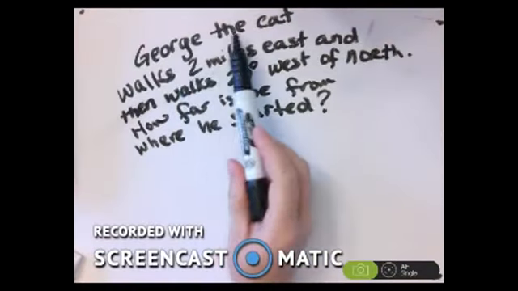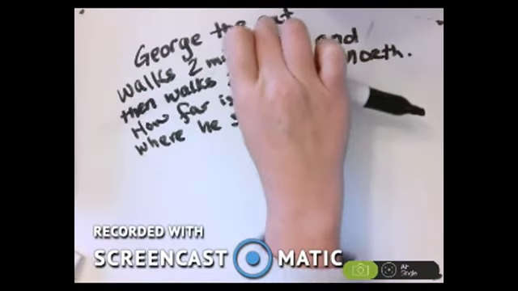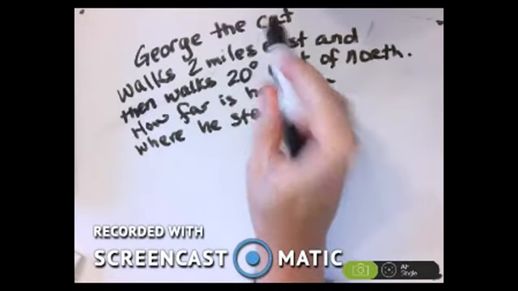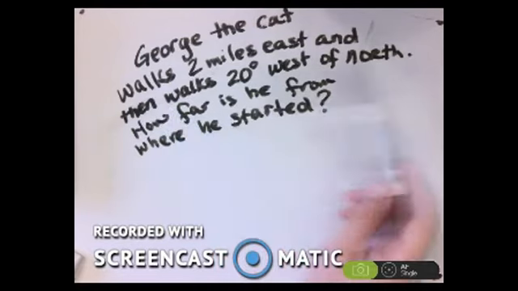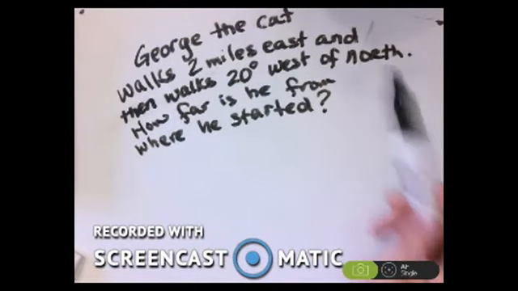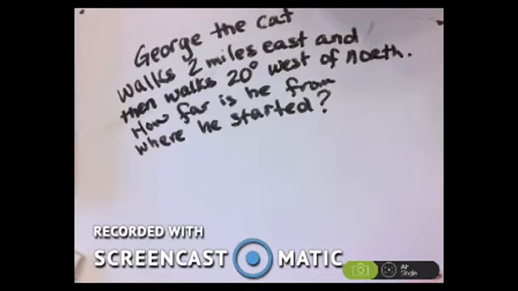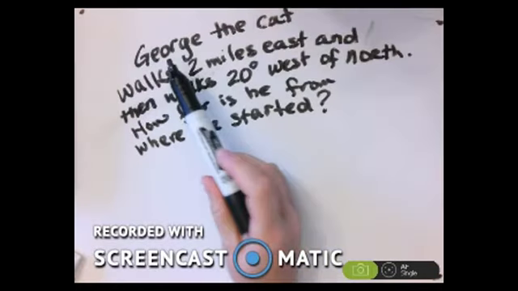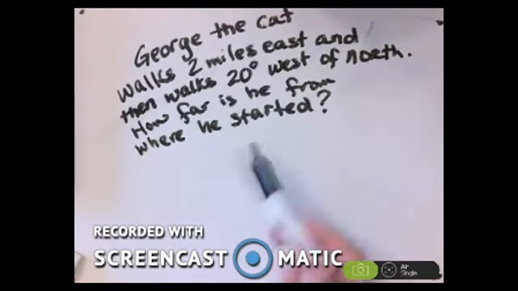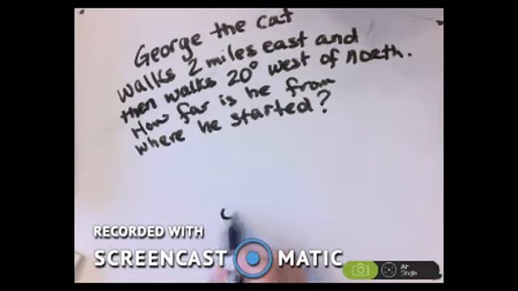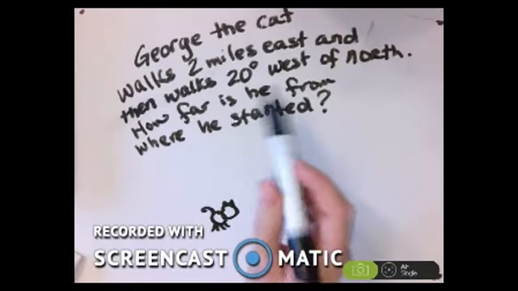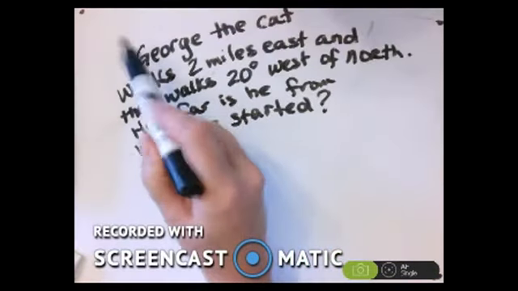So let's see here. George the, oh, that looks like eat. George the cat walks 2 miles east and then walks 20 degrees west of north. Oh, what? I don't understand. Freak out, freak out. All right. You don't want to freak out. So now we're just going to read half the sentence. George the cat. I get it. There's a cat. And you're also going to be blown away with my amazing artistic ability. I truly am an amazing artist. All right. I understand George the cat.